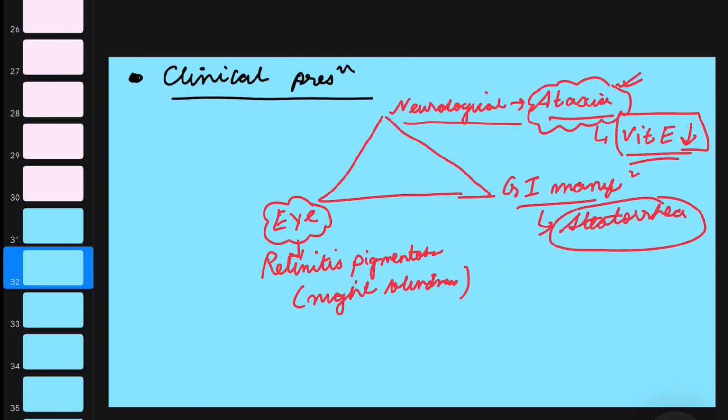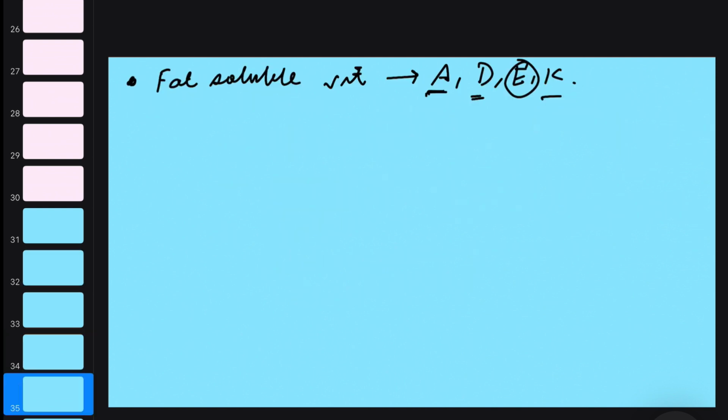What is characteristic? Neurological manifestations, gastrointestinal manifestations, and retinitis pigmentosa in the eye. Now, this gastrointestinal manifestation is steatorrhea, and within this you will get other nutritional deficiencies as well. It is clubbed within that. But my question is, why is this vitamin E deficiency so much more marked in this? The reason is not just because vitamin E is a fat soluble vitamin, of course, but there is another reason.